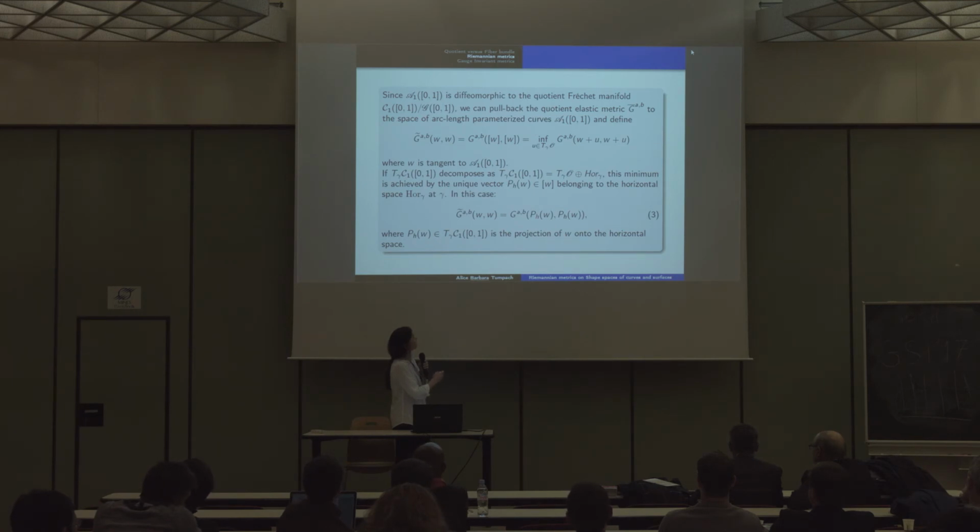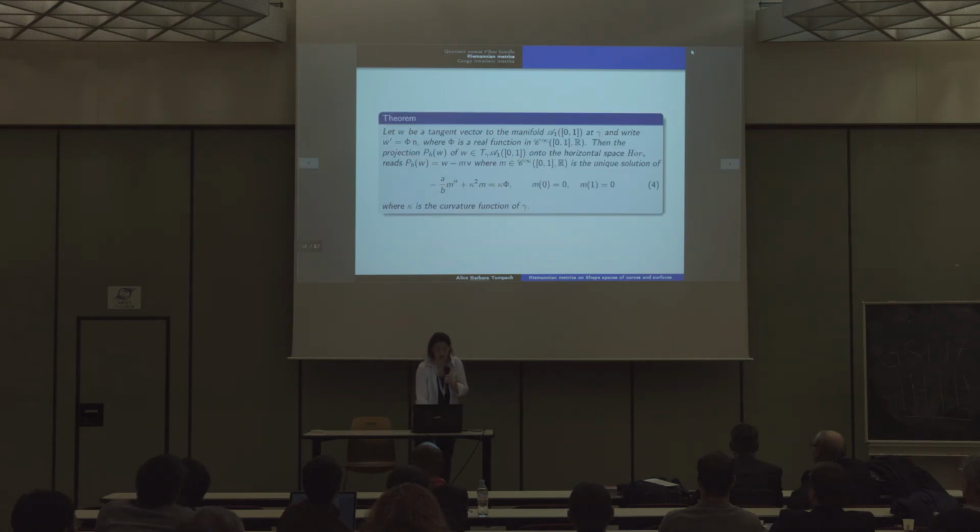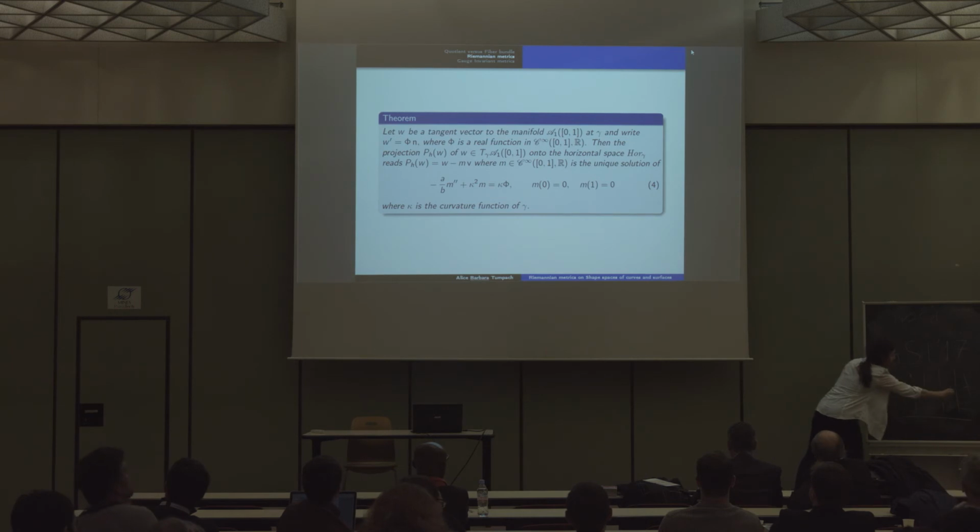So to understand it, we have to understand what the projection onto the horizontal space is. And that's what we did. And it's not so difficult, actually. So the projection of, so I should, again, try to make a picture here. You have the manifold of arc-length parametrized curves, and you have a tangent vector there. And the horizontal space of your metric has nothing to do with arc length. So it's, well, it's transverse to the fibers, but that's the only thing.